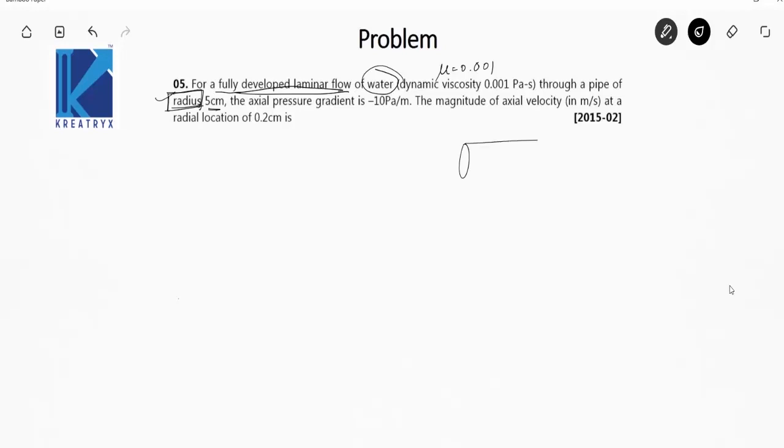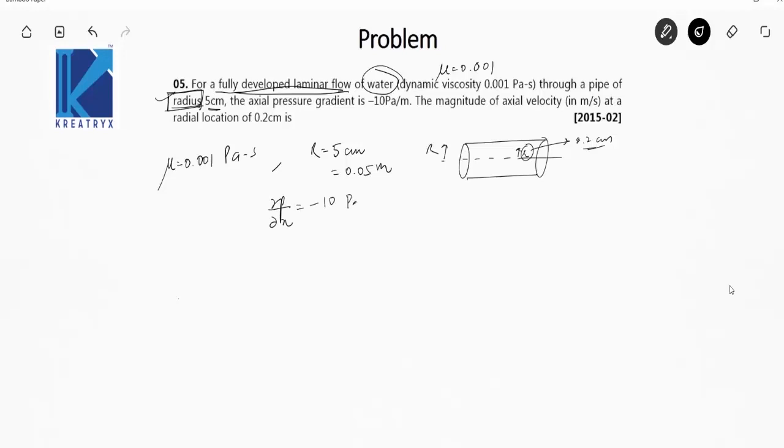So just a rough diagram. Center line, capital R, which is 5 centimeter. We have to find the axial velocity at this small r, and the distance where we have to find this velocity is 0.2 centimeter. So mu is 0.001 Pascal second, capital R is 5 centimeters, that is 0.05 meter, and del P by del X, the pressure gradient, is minus 10 Pascal per meter.